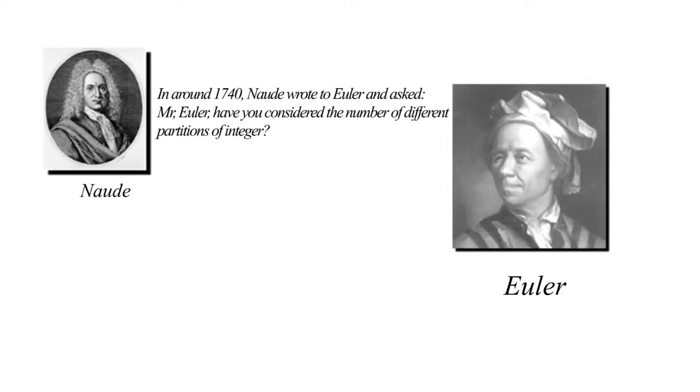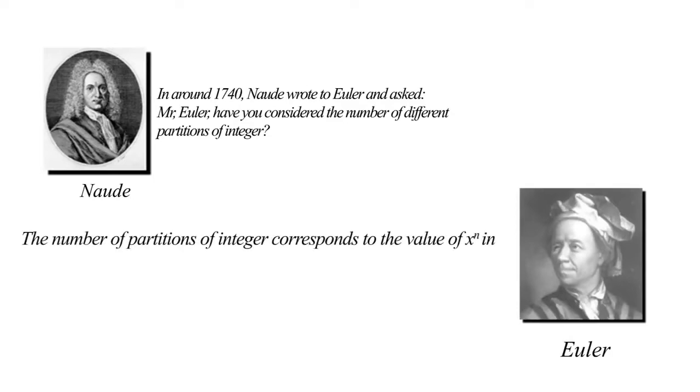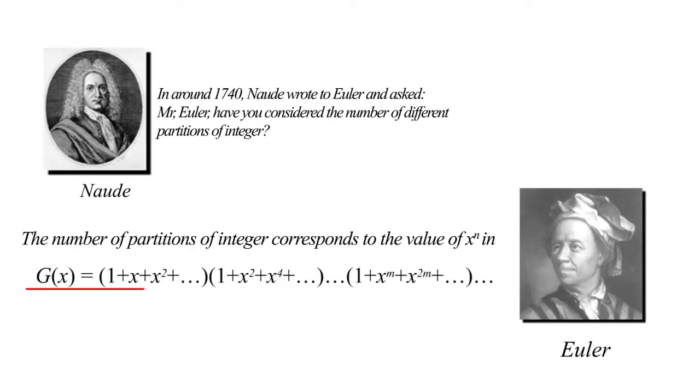Euler is very smart. He did not know what a generating function was at that time. He did not have this kind of counting concept, but he gave an answer. He said, the number of solutions is the coefficient of x to the power of n in the expansion of (1 + x) multiplied by (1 + x squared + x to the power of 4...) and so on until (1 + x to the power of m...) and so on.